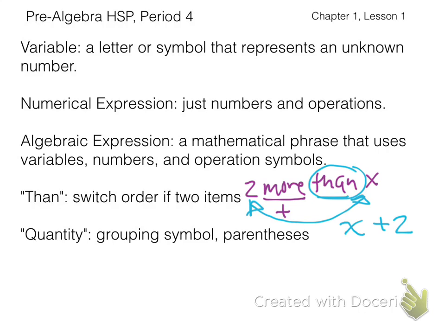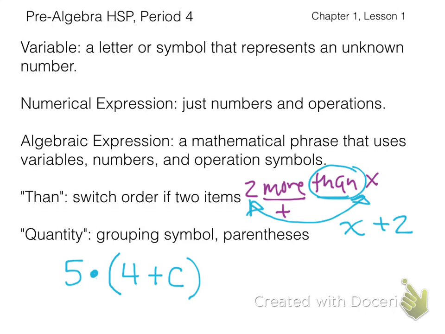All right, next up is the word quantity. Quantity means that there are grouping symbols. So if I say the phrase 5 times the quantity 4 plus c, it means 5 times, and remember in algebra, we're now going to start using the dot to mean multiplication. The quantity means parenthesis, 4 plus c. So again, this is read 5 times the quantity.